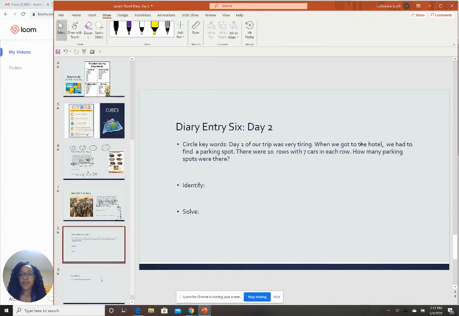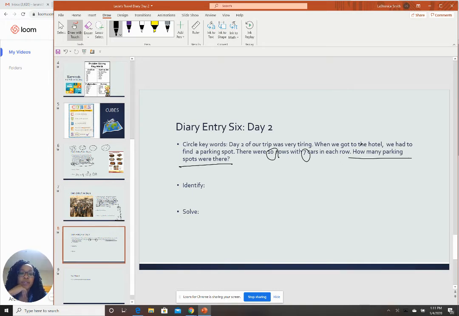All right, and now we're going to go on to diary entry 6. Day 2 of our trip was very tiring. When we got to the hotel, we had to find a parking spot. There were 10 rows with 7 cars in each row. How many parking spots were there? Okay, so we have 10 rows with 7 cars in each. It's asking us how many parking spots were there.